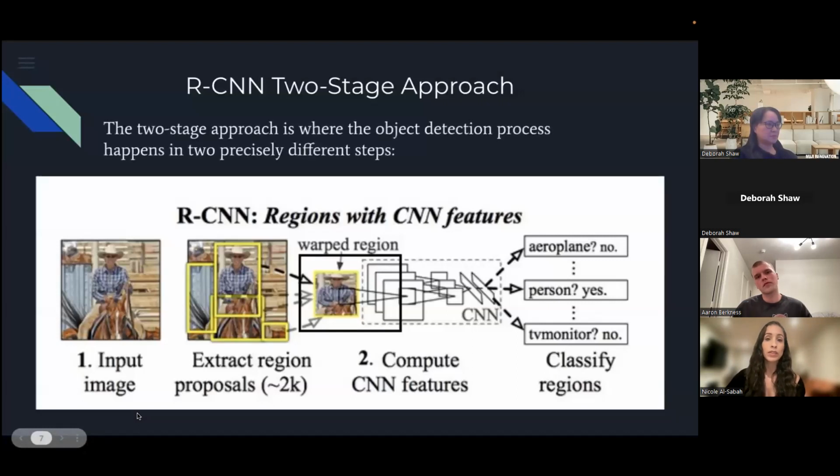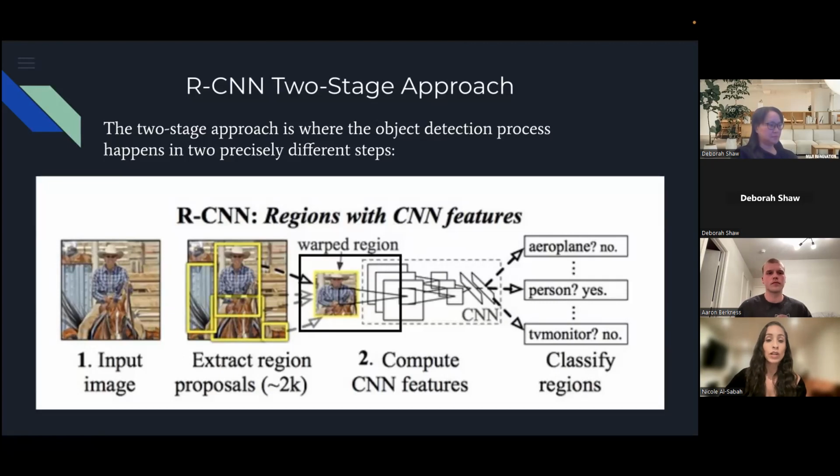For a broad overview of RCNN and the two-stage approach, I just wanted to show you a little chart. The two-stage approach has two steps. The first step is a combination of inputting the image and extracting the region proposals. This is where it's approximating where the potential objects could be by putting a bunch of these boxes on the image and trying to find everything in this image.